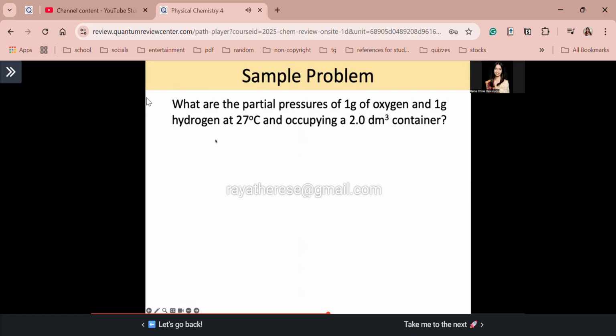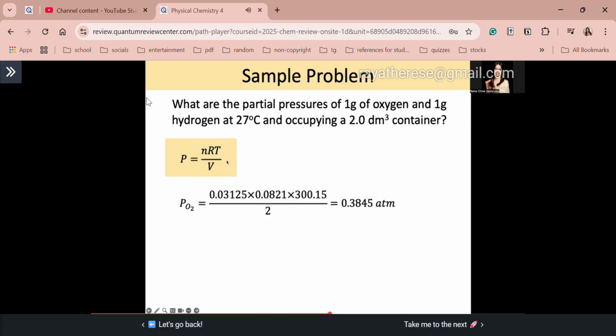And then lastly, let's answer this. What are the partial pressures of 1 gram of oxygen and 1 gram of hydrogen at 27 degrees Celsius, occupying a 2.0 dm cube container? We will use the ideal gas law in solving this. Substituting, we get the partial pressure of oxygen. We have 0.03125.